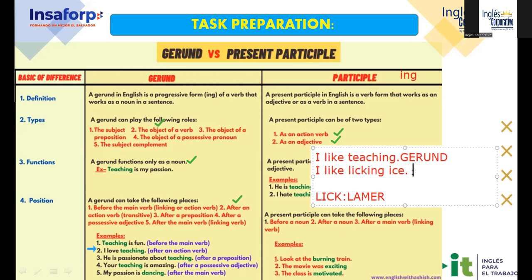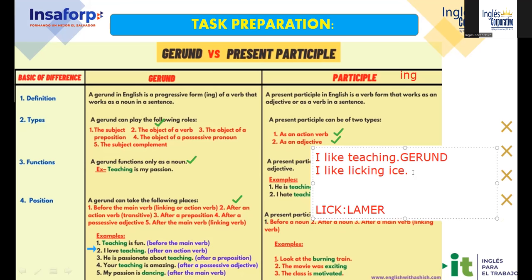So this is important because if you notice the way how you translate that is not the same as a gerund. Si ustedes notan, el primero está siendo un objeto de mi verbo. Es lo que me gusta, la enseñanza. En el segundo, ¿qué es lo que digo? Me gusta lamer hielo. Lamer, un verbo, ¿verdad? Entonces, ese es un participle, porque tiene una función de como un verbo de acción. Entonces, ustedes notan si es diferente el gerundio con el participio.